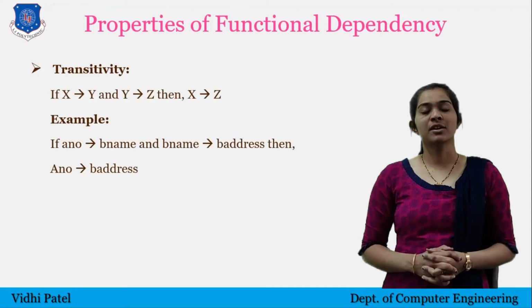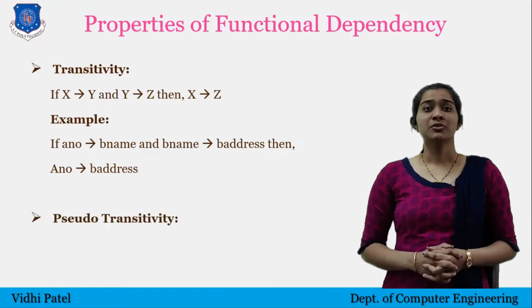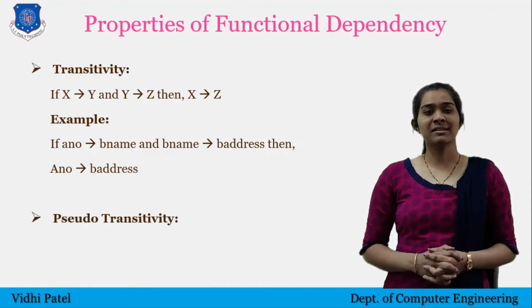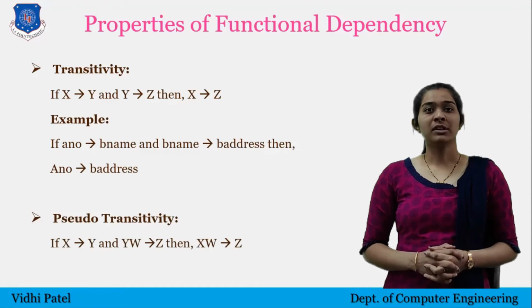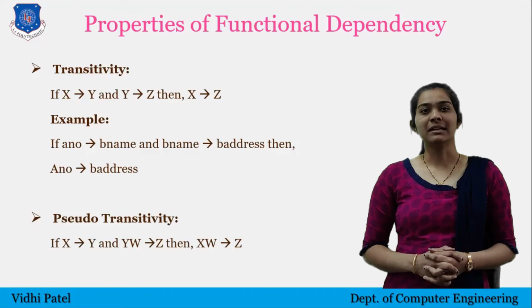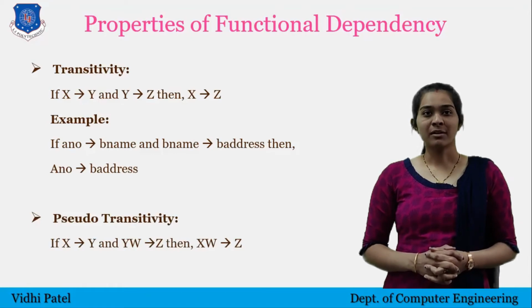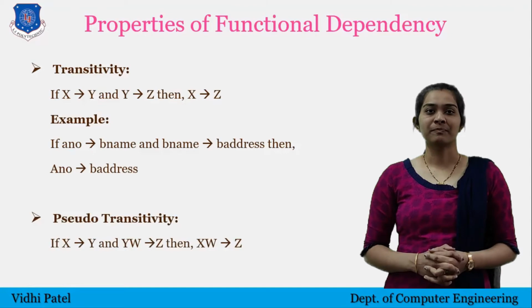Next property is pseudo transitivity. Pseudo transitivity means x determines y, yw determines z, then xw determines z. Here x determines y, yw determines z. Now you can write x instead of y, so we get xw determines z.